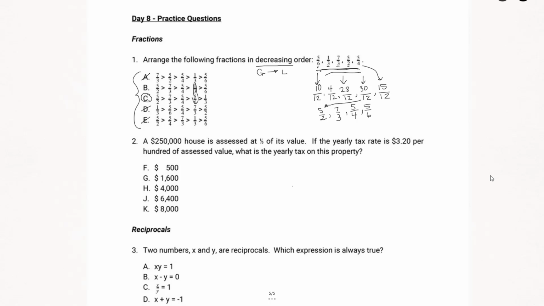So with this second question, we're given that a $250,000 house is assessed at 1/5 of its value. The yearly tax rate is $3.20 per $100 of assessed value. What is the yearly tax on this property?